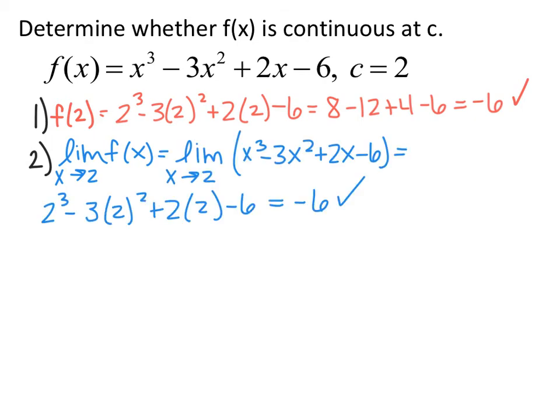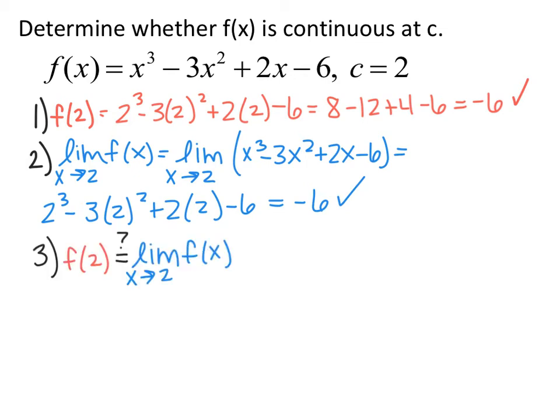So this is just a polynomial. There's nothing weird going on at x equals 2. There's no piecewise function. In fact, you can just plug in x equals 2 because it doesn't make a denominator 0 or anything. So if you plug in x equals 2, you end up with -6. So the limit does exist there. Now it's past step 1, it's past step 2. So now we move on to step 3.